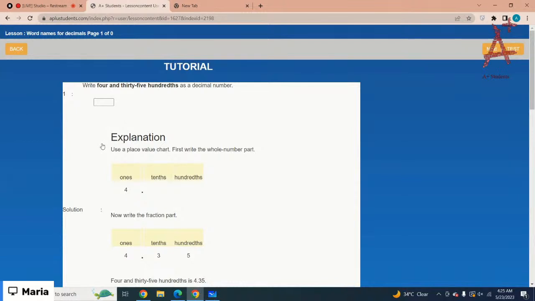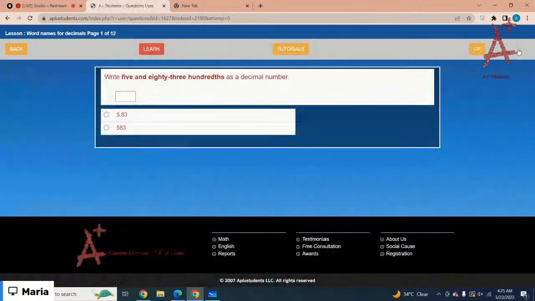First write the whole number 4. 4 is the whole. The part that is given with tenths or hundredths, that would be the decimal. So 4 and 35 hundredths means you have 35 right after the decimal, so it would be 4.35. Let's just start with the test questions. Write 5 and 83 hundredths. So 5 would be before the decimal, and 0.83, so 5.83 is the correct option.